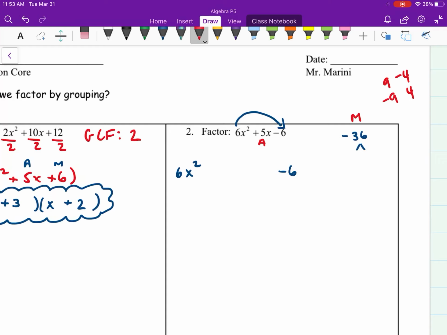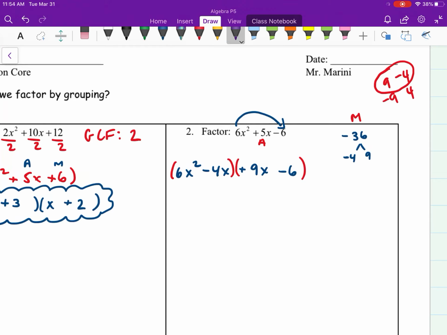That would be, let's see, 9 times negative 4, negative 9 times 4. I'm going to go with 9 and negative 4, but if you remember my advice from yesterday, put the negative 1 first. So that would be negative 4 and 9. Those two numbers go in the middle. So negative 4x, positive 9x minus 6. And now we do the grouping.